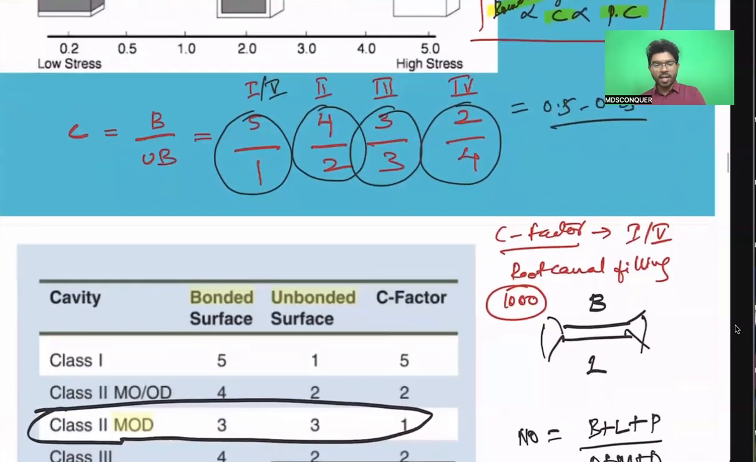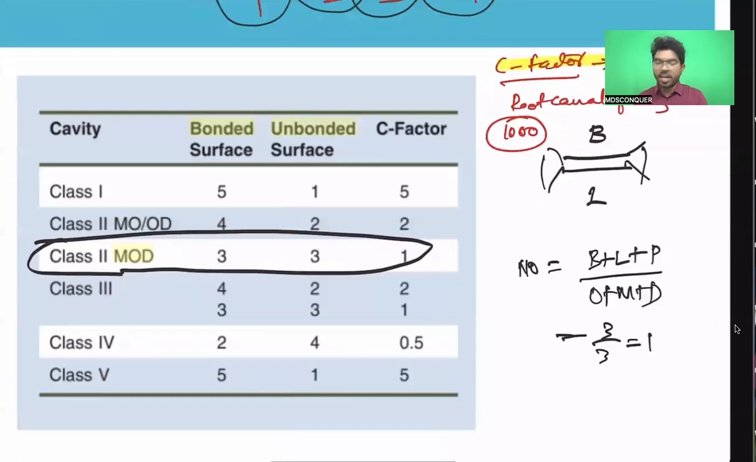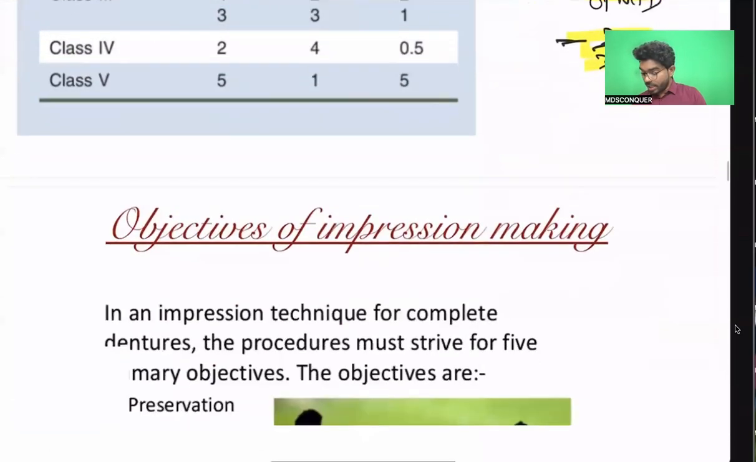Coming to values of C factor, this is how you need to calculate. The most important thing is the C factor value is highest for class 1 and class 5. If not, it is highest for the root canal system, that is about 1000. C factor for MOD is going to be 3 by 3. The answer is 1. Done. I'm moving to the next one.